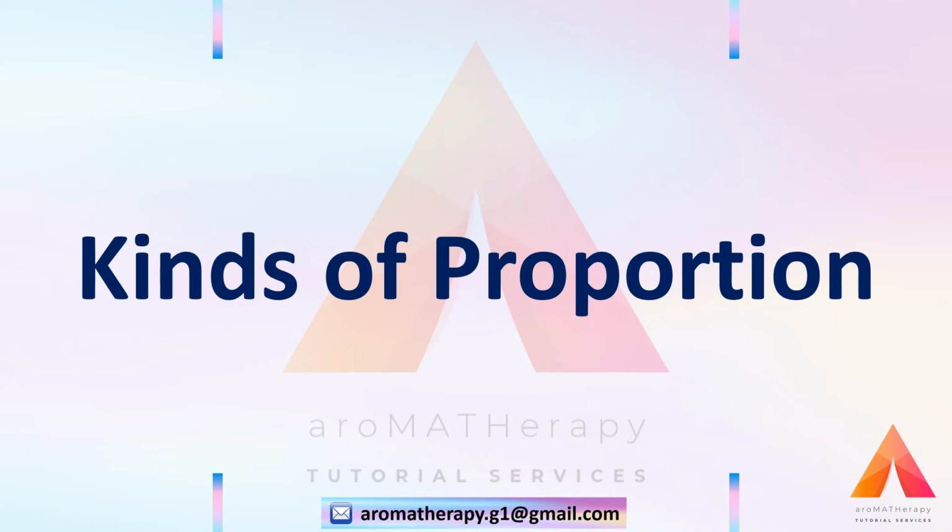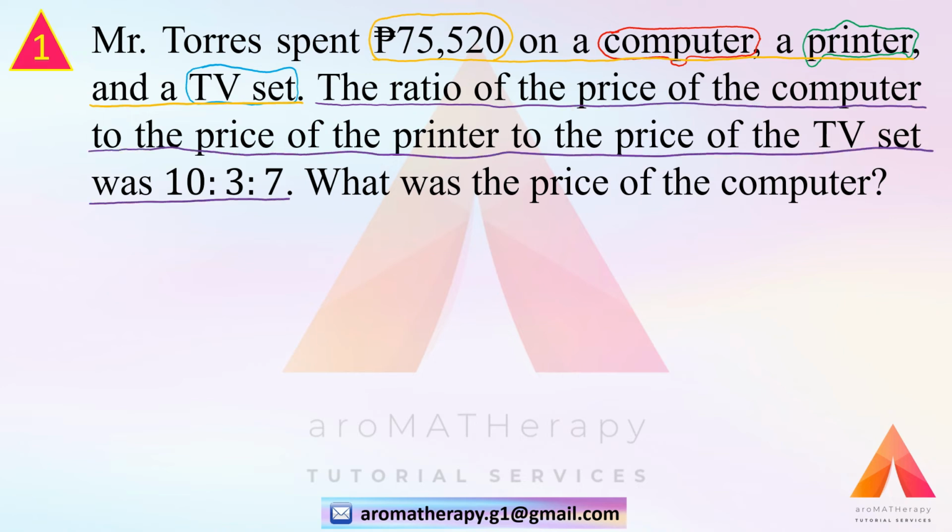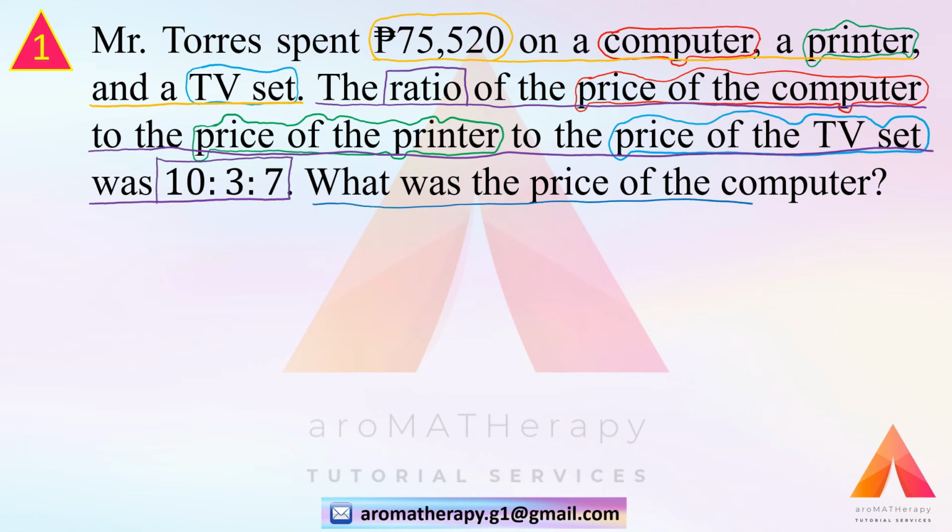Okay, we are now on our last topic, kinds of proportion. Number 1, Mr. Torres spent 75,520 pesos on a computer, a printer, and a TV set. The ratio of the price of the computer to the price of the printer to the price of the TV set was 10:3:7. What was the price of the computer?